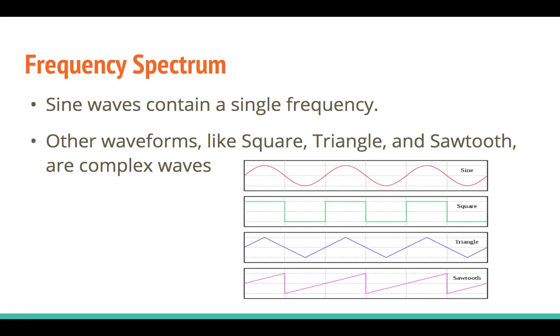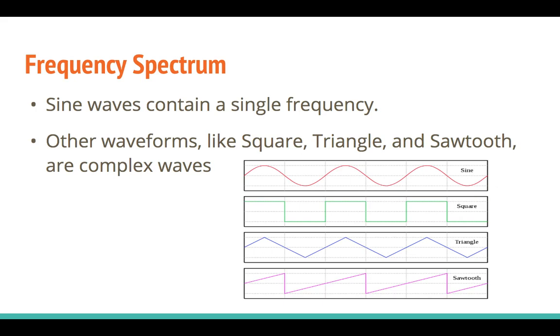Again, a sine wave contains a single frequency, but there are other types of waveforms that have periodicity, in other words, they repeat periodically, but they have different shapes. And we're going to take a minute and I'm going to play each of these for you. This is a sine wave. This is a square wave. This is a triangle wave. This is a sawtooth wave.